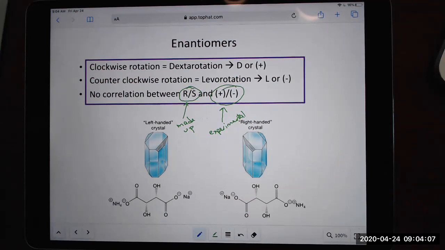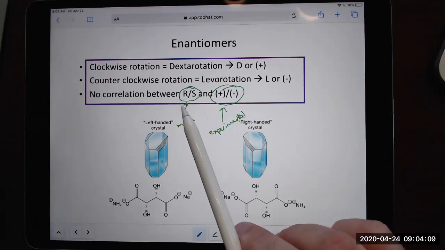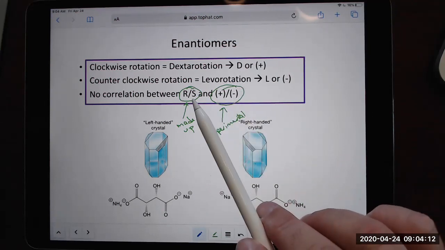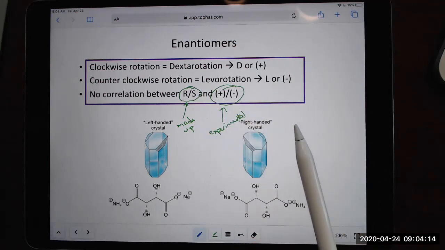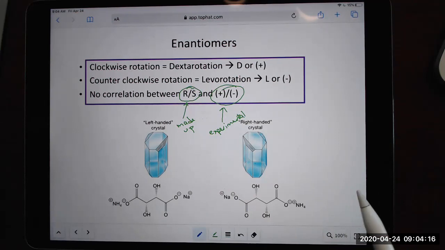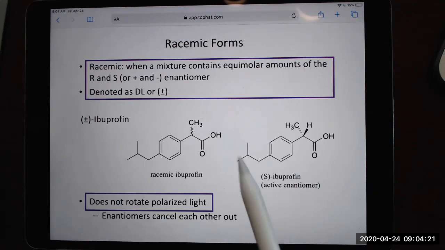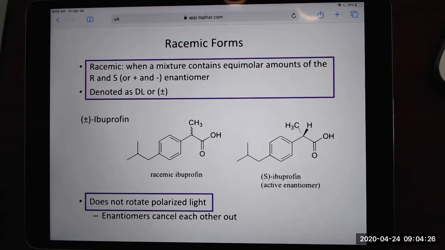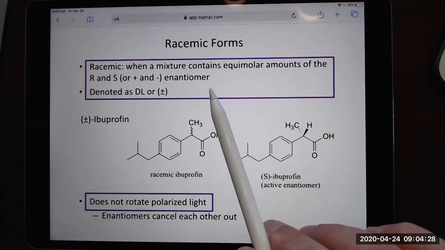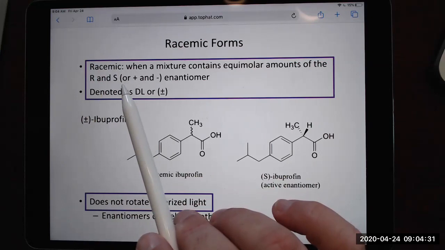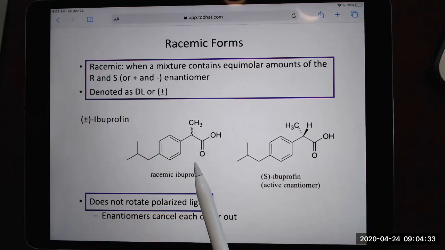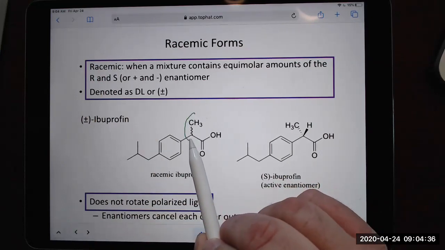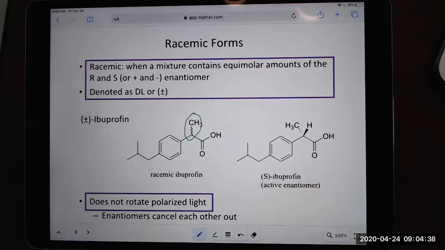Okay, so it's not that R is D and S is L. That's not how it works, because those are two separate things. Now, if you have an equal number of the D and the L, or the R and the S, we call that a racemic mixture. You can see that designated as a little squiggly line sometimes. I'm not going to throw that at you, but if you ever see that, that's what that means.